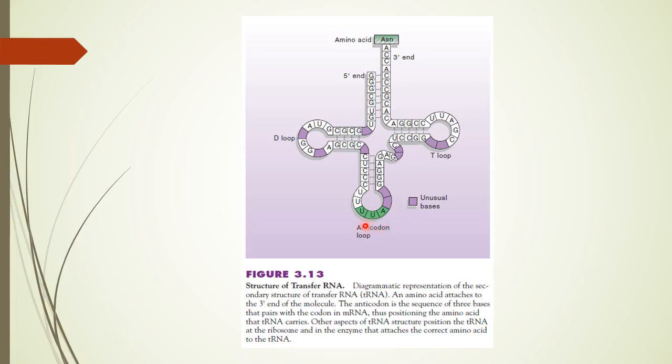bases that pairs with the codon in the mRNA. The anticodon is the sequence of the three bases that pairs with the codon in mRNA, thus positioning the amino acid that tRNA, transfer RNA, carries. And the other aspects of the transfer RNA structure position the transfer RNA at the ribosome and in the enzyme that attaches the correct amino acid to the transfer RNA. Okay, transfer RNA, maine aapko bataya, there are 20 different kinds of amino acid and there are 20 different kinds of transfer RNA. So each transfer RNA is specific to its specific amino acid.